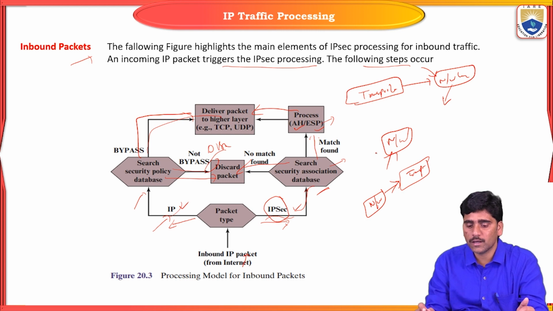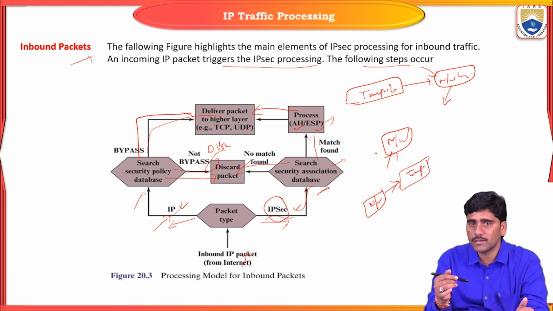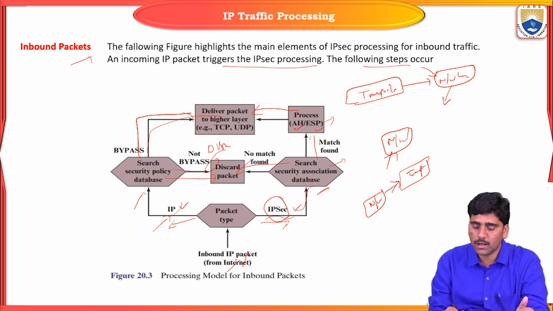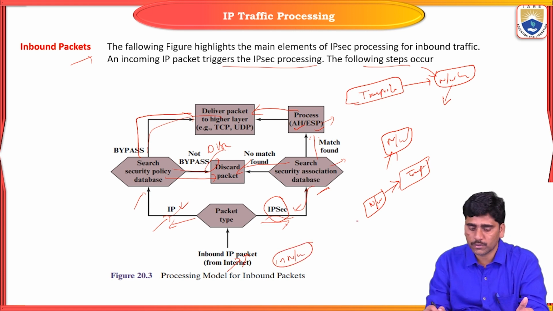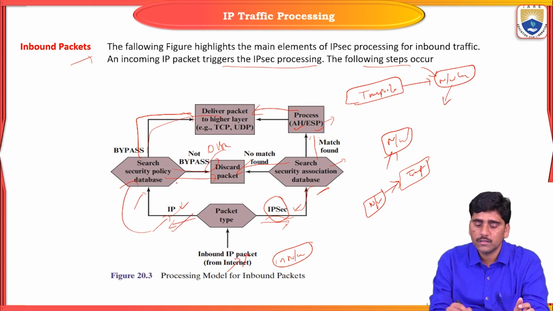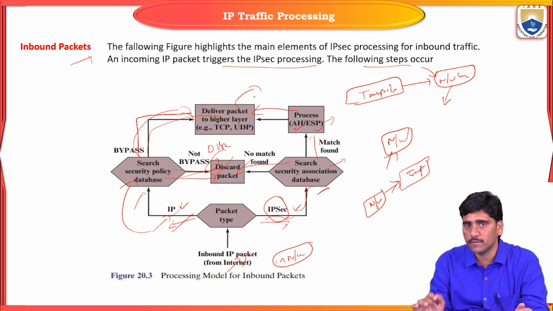Similarly, inbound packets are the packets received at the layer. Here the packet is received by the internet layer or network layer. First it has to be identified whether the packet is secured or unsecured. If it is unsecured, then search the security policy database with the help of bypass. If it is not found, then discard the packet. If it is found, then deliver the packet to the next layer directly.